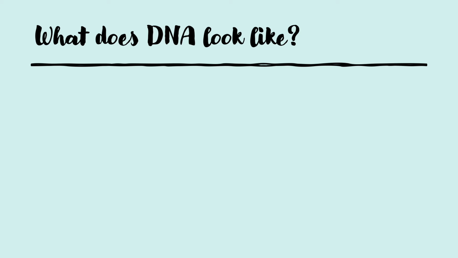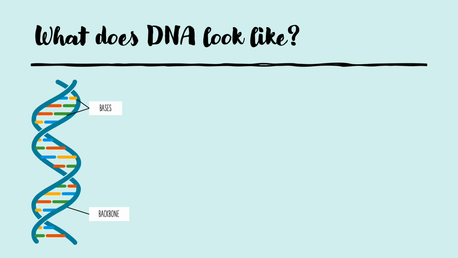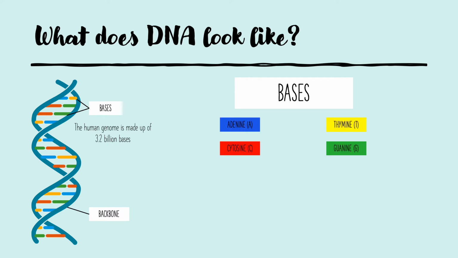Now let's take a closer look at the structure of DNA which Watson and Crick discovered. We know it's double-stranded, comprising 2 strands intertwined to form a double helix. Quite simply, each strand is made up of bases and a backbone. Let's take a look at the bases first. The human genome is made of about 3.2 billion bases, but this can vary for each organism. There are 4 bases, adenine, cytosine, thymine and guanine, which can be simplified to the letters A, C, T and G, and act a little bit like an alphabet.